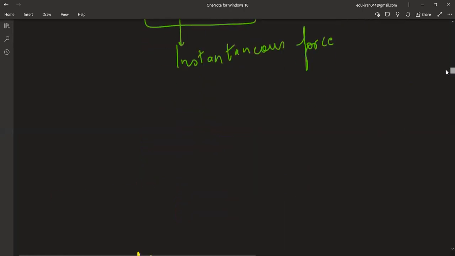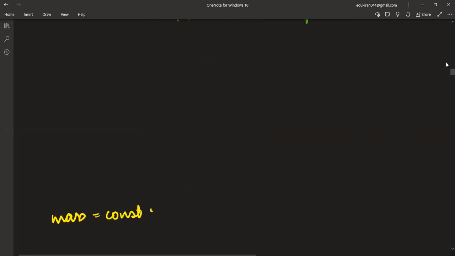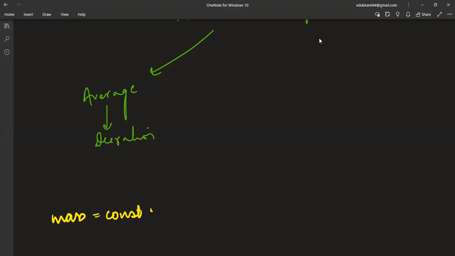Now see class, this is the instantaneous force. So what all things do you have over here? Just remember, whenever you are calculating average, average is for a duration, and instantaneous is for a time instant. Anyways, coming to F equal to dp over dt.